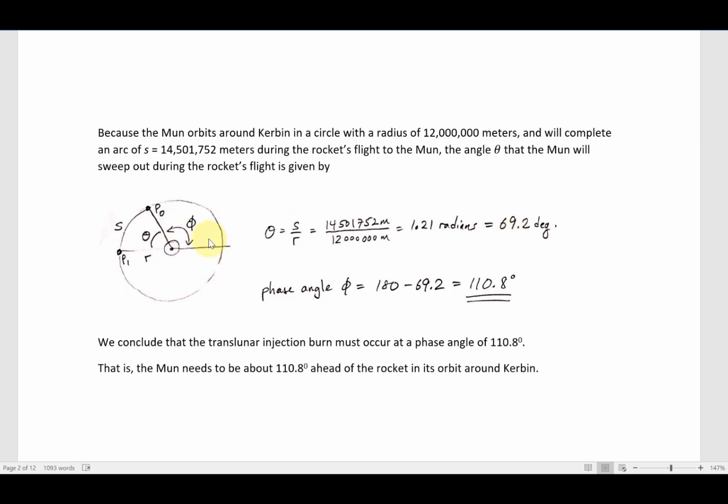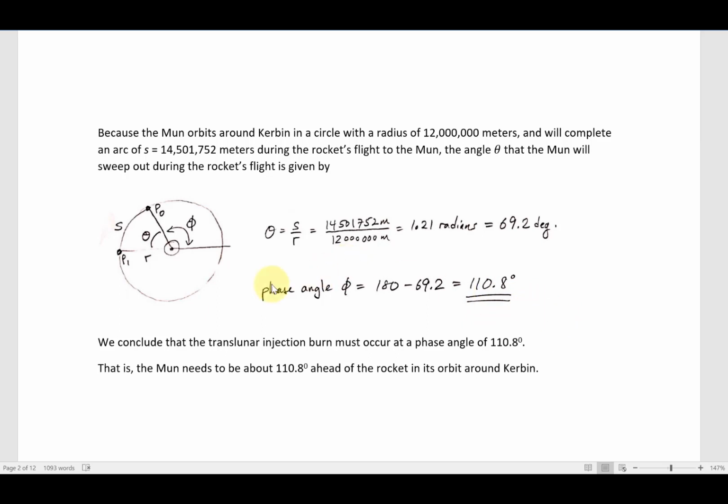And so actually the phase angle that we're interested in, if we're at a position here with the spacecraft, we'll have to take 180 degrees for this entire axis. Take 180 degrees minus the theta that we just computed to get the actual phase angle phi, about 110.8. So we conclude that the translunar injection burn must occur at a phase angle of about 110.8 degrees.